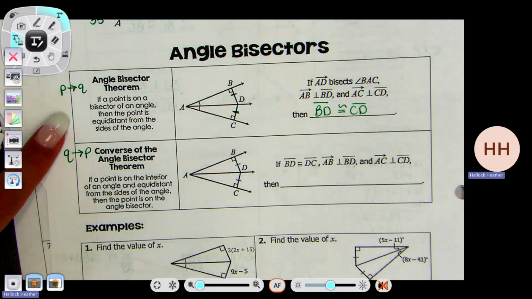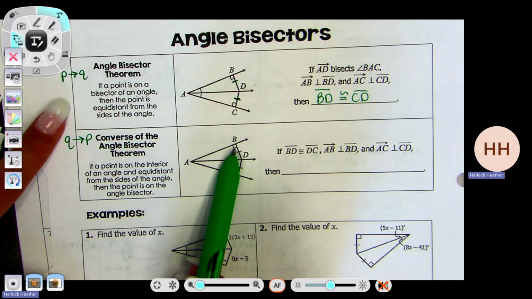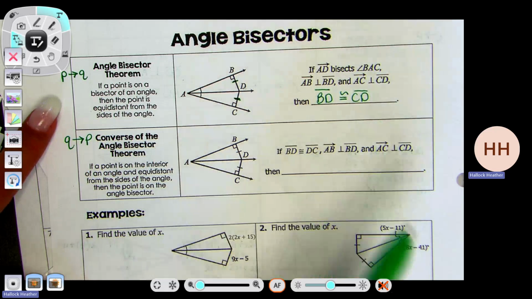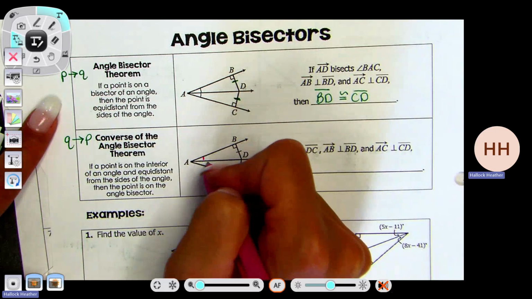You just take the statement and you flip it. It's literally using the same knowledge, just backwards. If you know that these are congruent and you know you have your 90-degree angles, then you can add in your angle markers and justify that these two angles are congruent to each other.